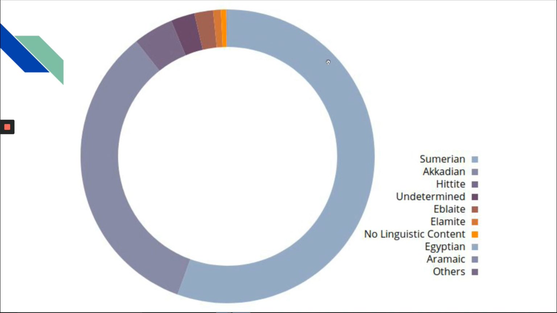Again, on hovering over any of these arcs, you can see the exact count of artifacts which were found in that language. And I've shown a legend over here which maps the language name to the color so that you can identify which arc corresponds to which language.